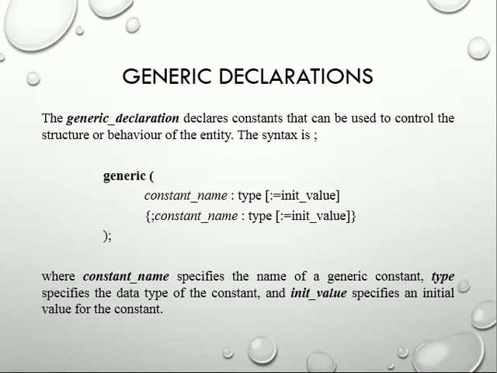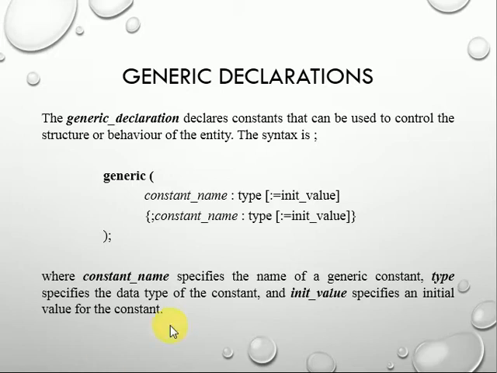So here this generic declaration declares constants that can be used to control the structure or behavior of the entities. So these are the global constants, or I can say that these are the globally visible constants to the design, including to the code.